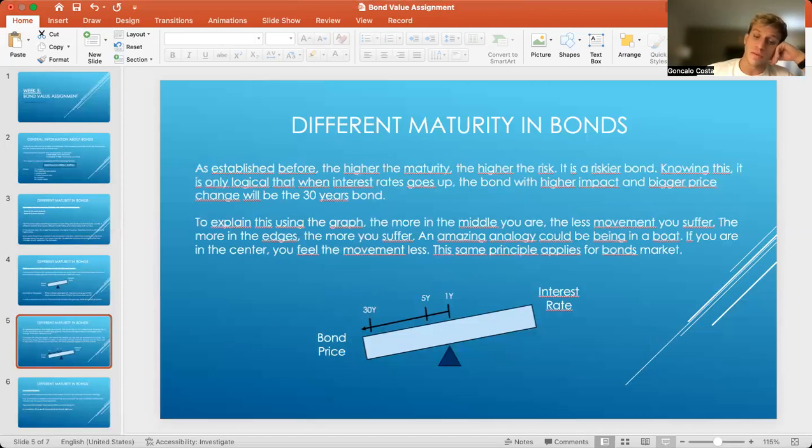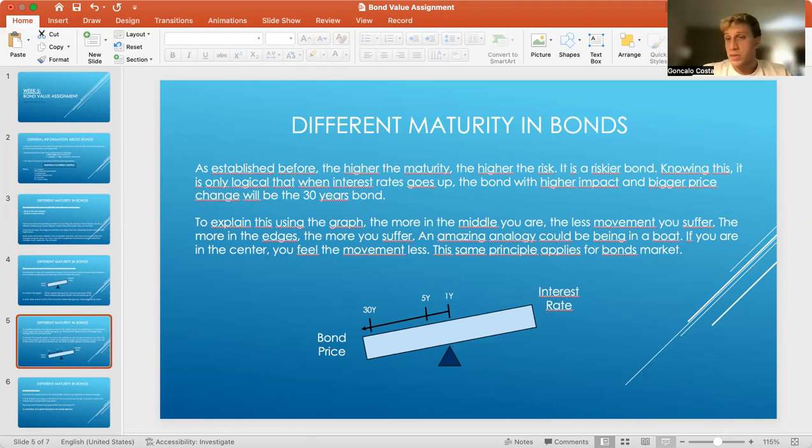So, as established before, the higher the maturity, the higher the risk. It's a riskier bond. So after I know this, it is only logical that when the interest rates go up, the bond will have a higher impact and the price will change more, right? It will be the 30-year bond. So the closer you are to the middle, the less impact you have. The longer the maturity, the more you are exposed, right? Either to go up or to go down.